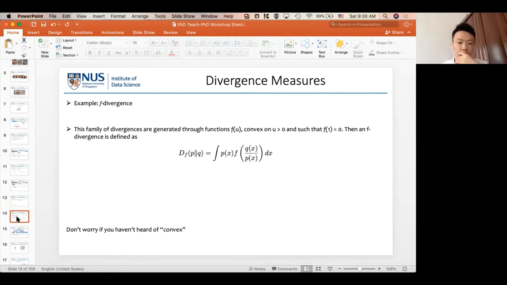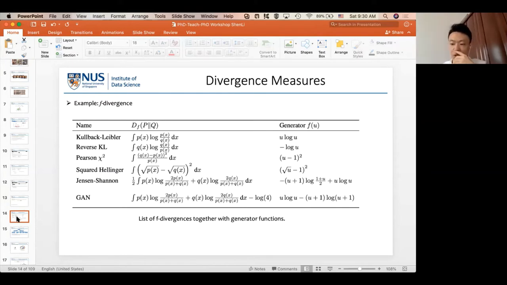Here we will take a look at a few examples. The table lists multiple choices for the generator f of u, as shown on the right-hand side. If we choose different specific forms for this generator f of u, this will lead us to different kinds of divergence, as we show here. For example, if we take f of u as u times log of u, this will lead us to the well-known KL divergence. Likewise, if you choose f of u as the negative log of u, this will give us the reverse KL divergence, and so on and so forth.